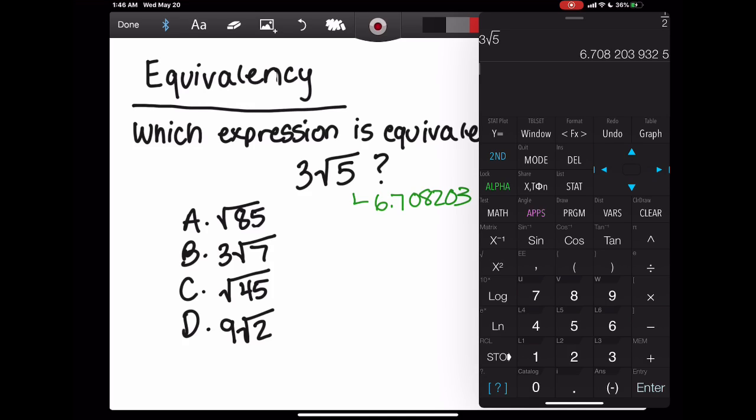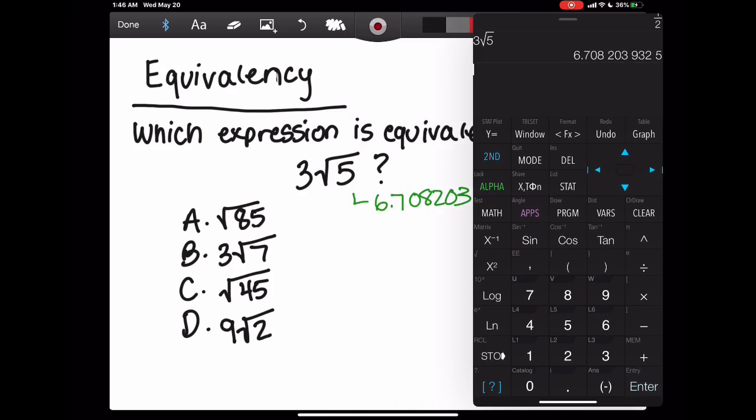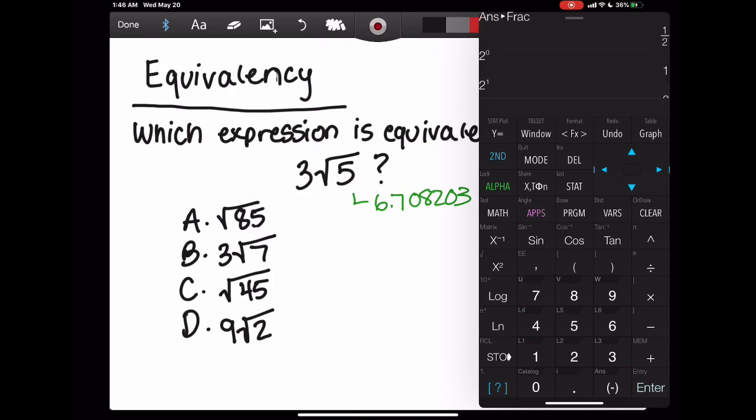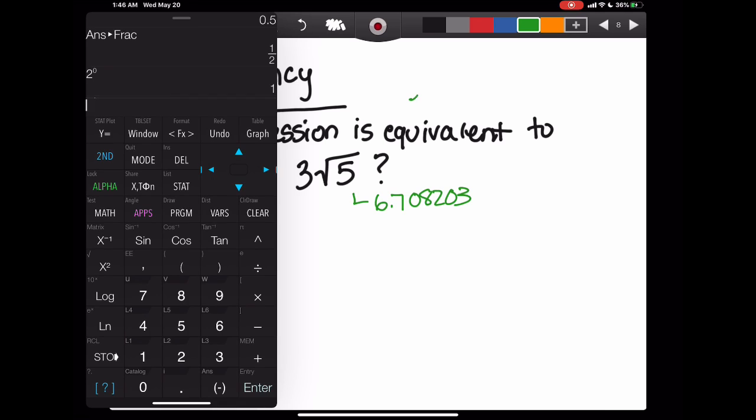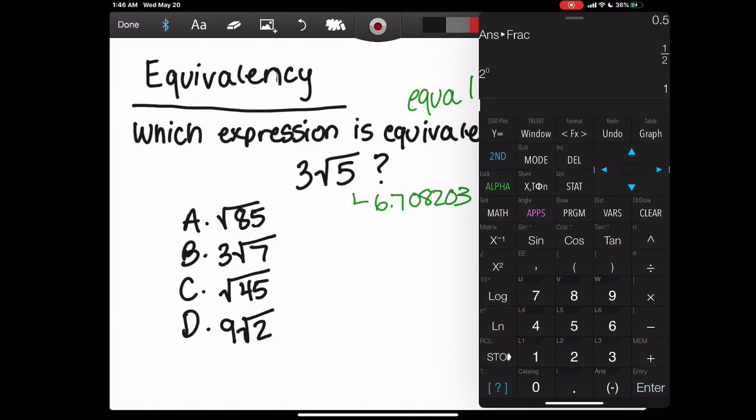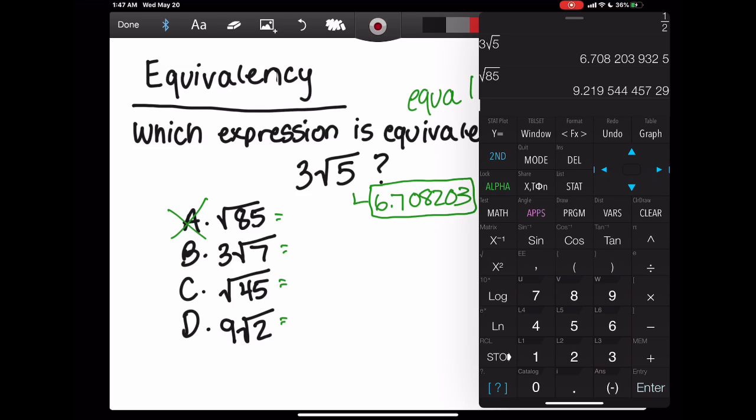Remember, equivalency means equal to. So you want to look at your answer choices here, and you want to actually solve these answer choices to see if you actually get a number that equals this number that we just found for 3 times the square root of 5. So I'm going to take the square root of 85, and I'm going to just see what it gives me. It gives me 9.219. Well, that doesn't equal 6.7, so that's not going to be the right answer.